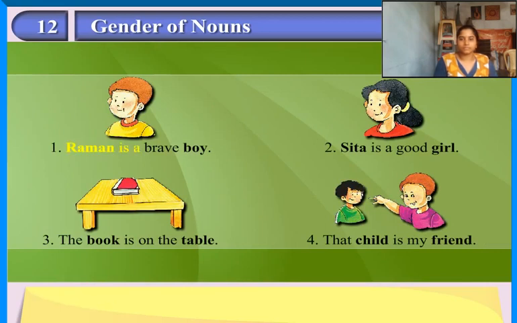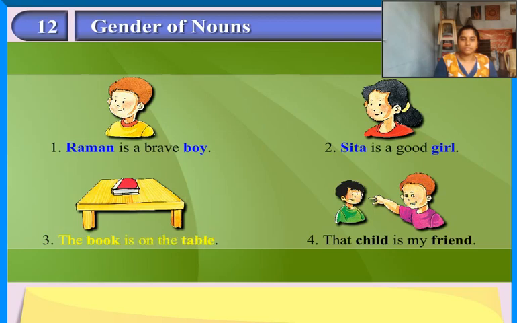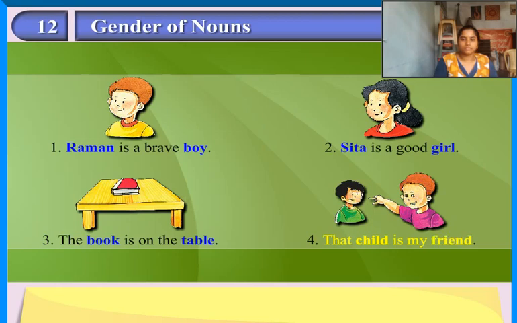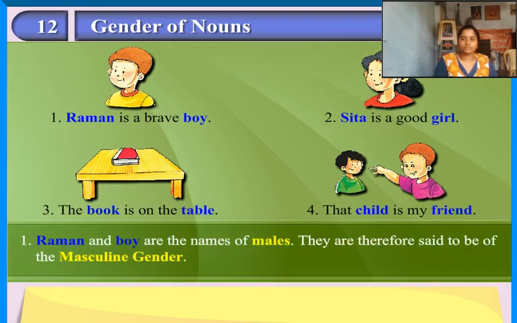Raman is a brave boy. Sita is a good girl. The book is on the table. That child is my friend. Raman and boys are the names of males. They are therefore said to be of the masculine gender.